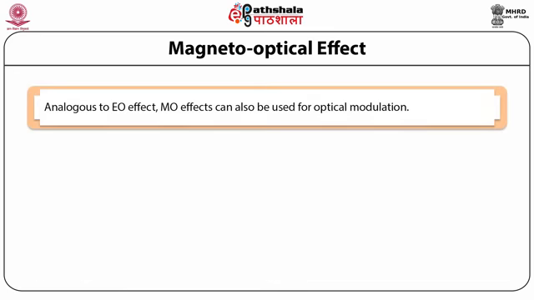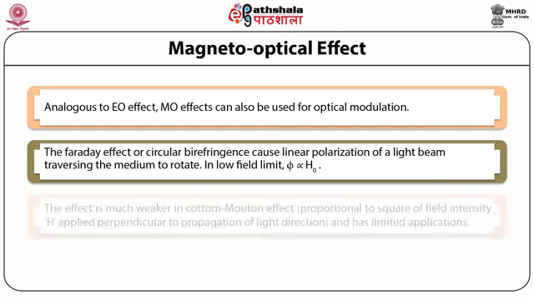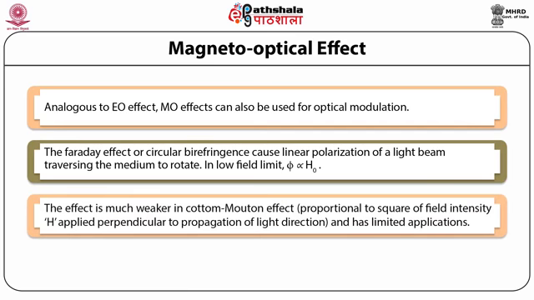So analogous to the EO effect, MO effects can also be used for optical modulation. The Faraday effect or circular birefringence causes the linear polarization of a light beam traversing the medium to rotate. In the low field limit, φ is proportional to H0. The effect is much weaker in the Cotton-Mouton effect, which is proportional to the square of the field intensity H0 and applied perpendicular to the propagation direction of light, and has limited applications.